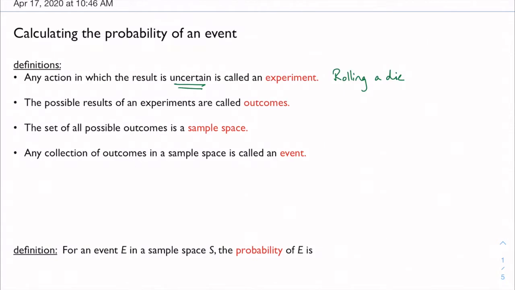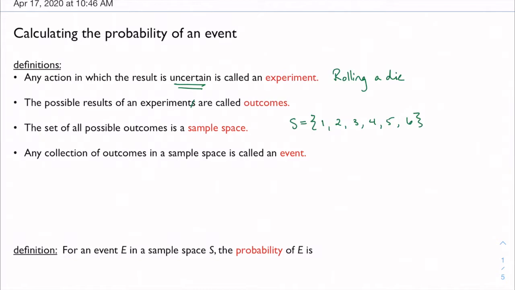The possible results of an experiment are called outcomes, and the set of all possible outcomes is a sample space. So if I roll a die, what are my outcomes? I could roll a 1, a 2, a 3, a 4, a 5, or a 6. And we'll call that sample space S. Assuming, of course, that this is a 6-sided die. If I had a 20-sided die, my outcomes go all the way up to 20.